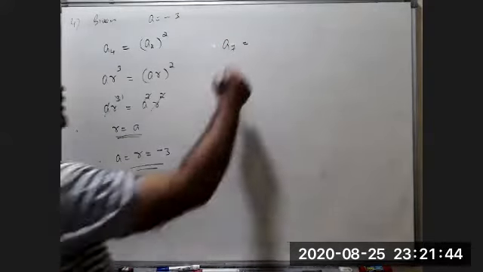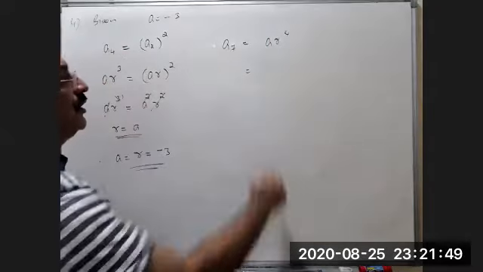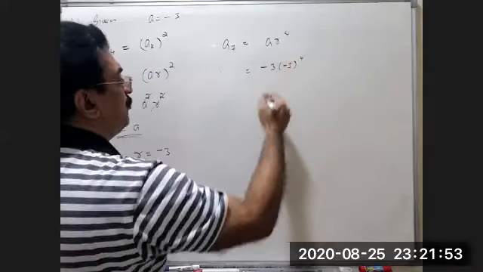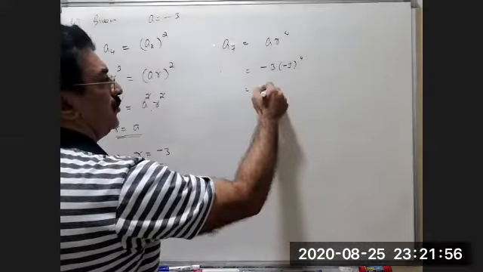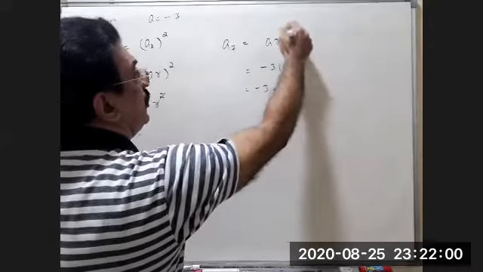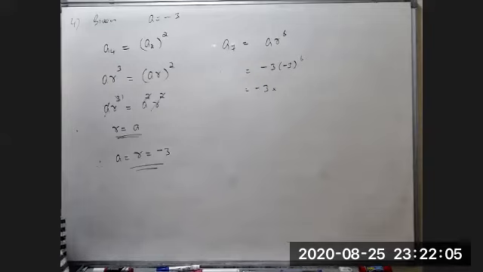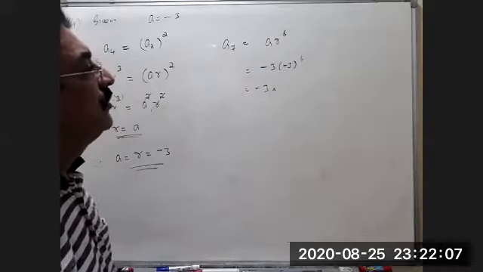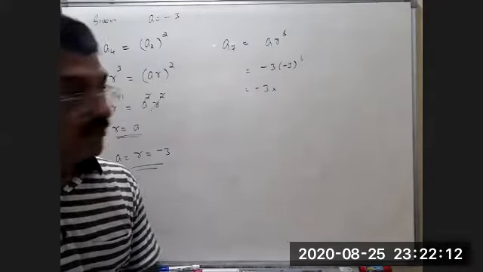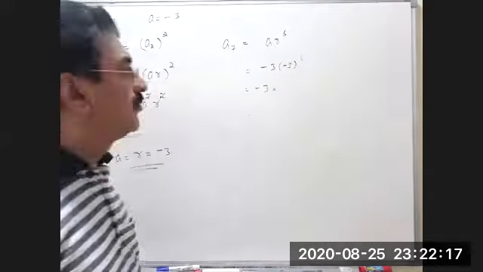So A7 is A r raised to 6. A is minus 3. Not 4, it is 6. Minus 3 raised to 6. Multiply minus 3 6 times. You'll get a positive number. Then multiply minus 3 7 times.